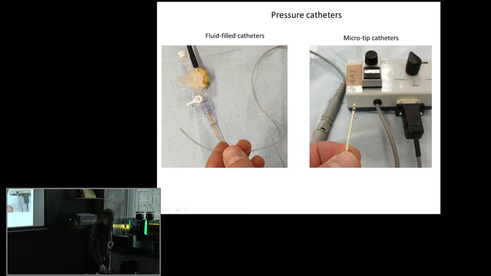Microtip catheters, on the other hand, have a sensor at the tip, so they convert the pressure directly at the tip from a pressure to an electric signal, and they reproduce the waveform very accurately. So you can have a frequency response here of many hundred hertz and sample at really high heart rates. It's usually a very expensive system compared to the fluid-filled catheter.